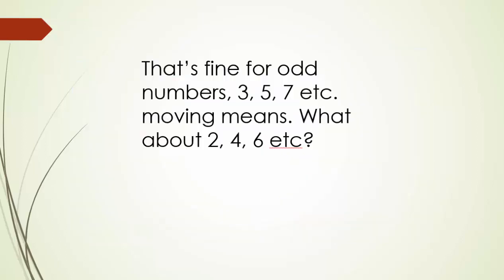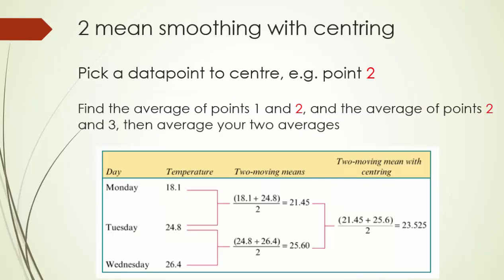That's fine for odd numbers, 3, 5, and 7, because it's easier to know where the middle number is. But what about 2 and 4 and 6? There is no middle number of 2 numbers. It's halfway between the 2. Where are you going to plot it? This is how you do it. If we're doing 2 mean smoothing, you pick the point that you want to center, which is in this case point 2. Point 2, you take the average of point 2 and the one before it. And then you take the average of point 2 and the one after it. Get 2 new numbers and average your 2 averages.